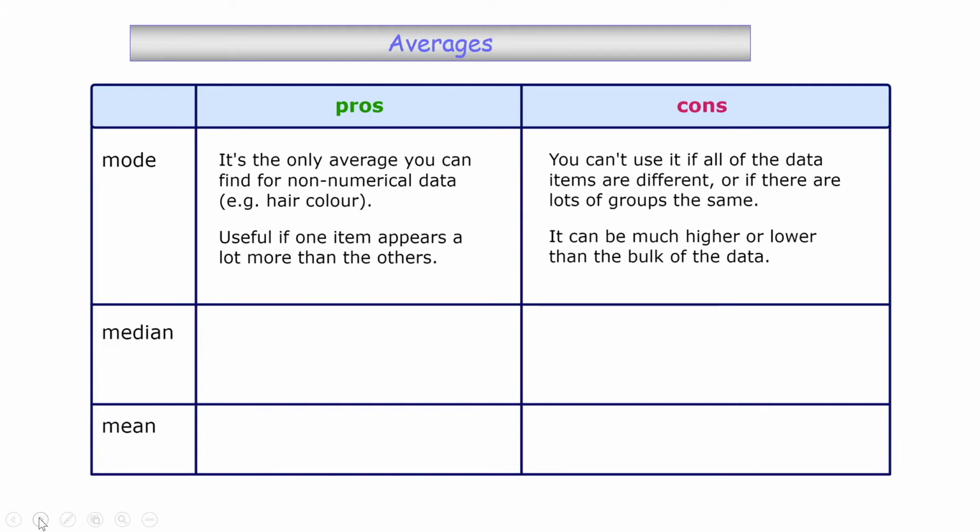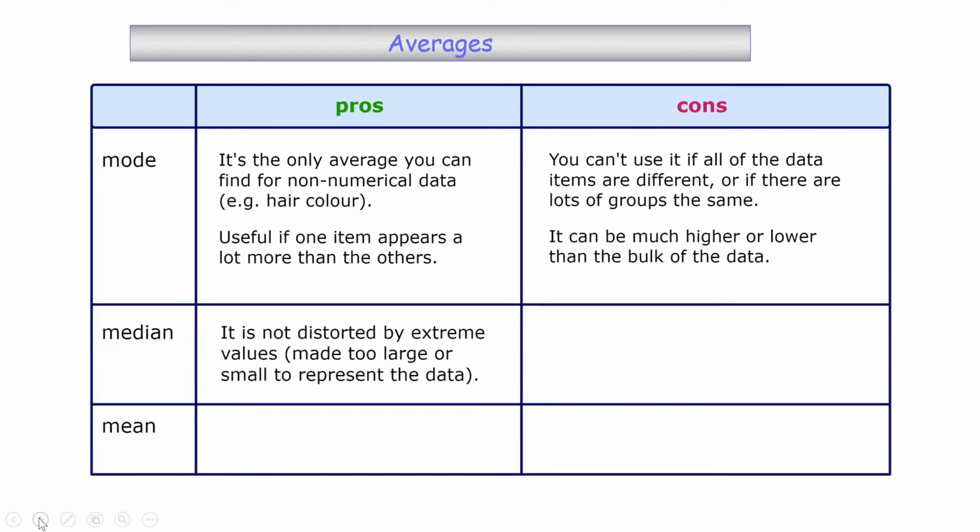Okay, let's look at the advantages of the median. It's not distorted by extreme values. So if you have got an anomaly where the data is all quite similar, but then you've got one number that's very high, that's not going to affect the median. A disadvantage of it then, it does not take all of the data into account. It'll only look at the middle value.